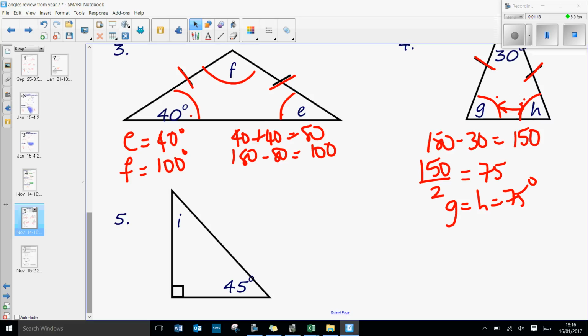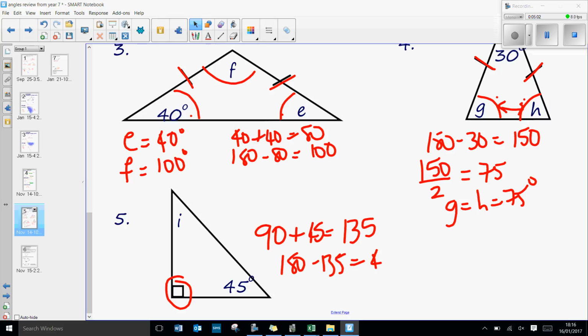It looks like initially we don't know all the angles we need, but this marking here, we know it's a right angle. So 90 plus 45 gives us 135. 180 take 135 gives us 45 degrees for angle I.